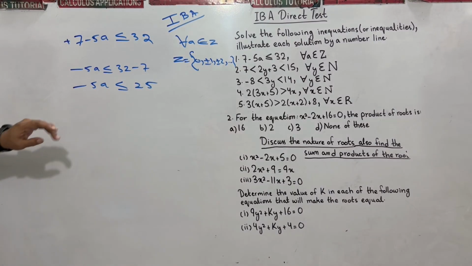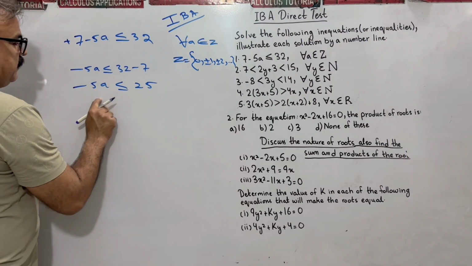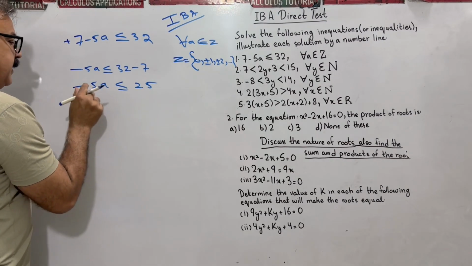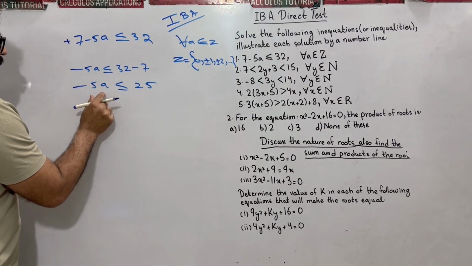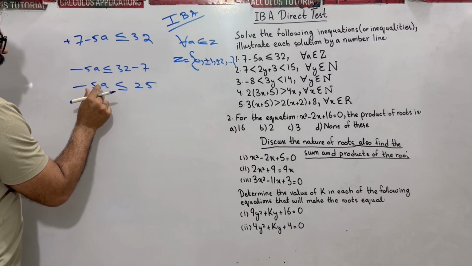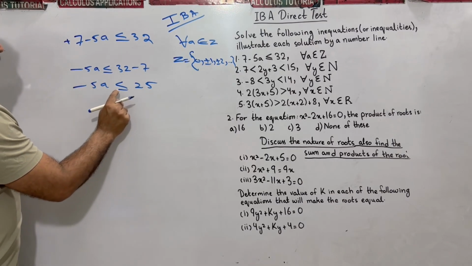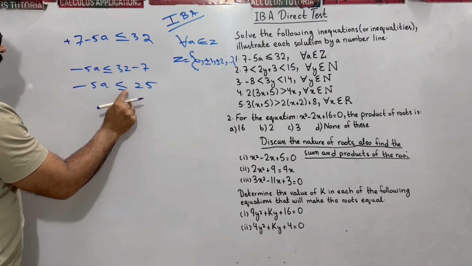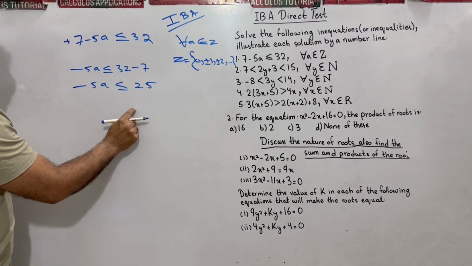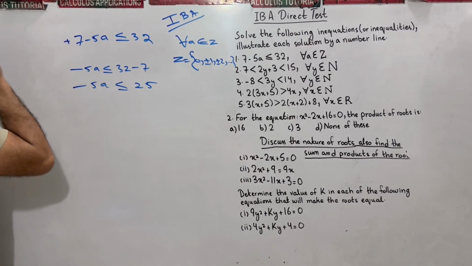Now watch this step carefully. I have to divide both sides by minus 5. Whenever I divide or multiply by a negative quantity, the sense of the inequality changes. It will become greater than or equal to.